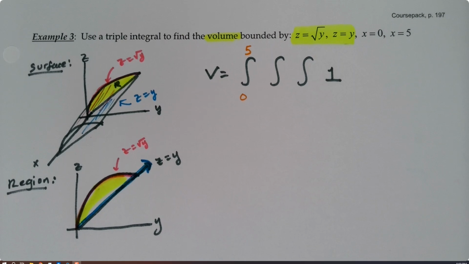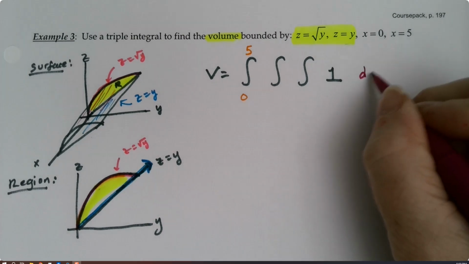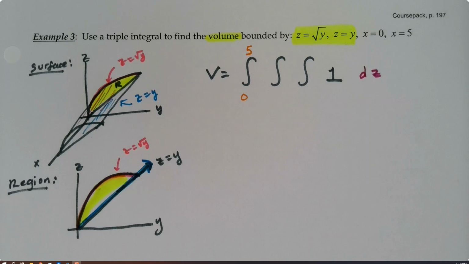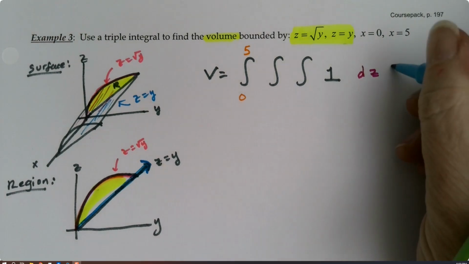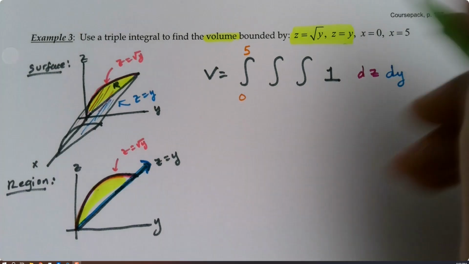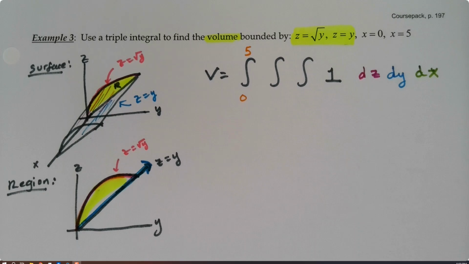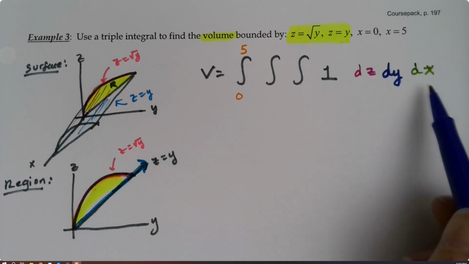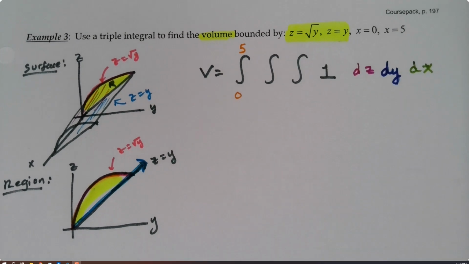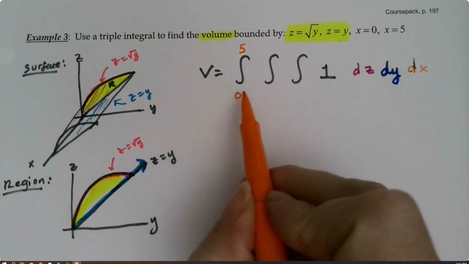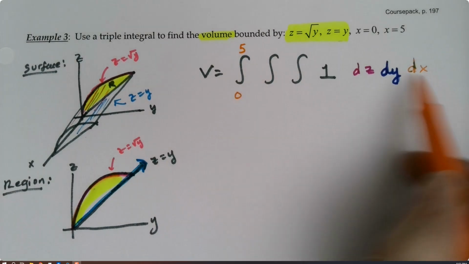All right, so then we'll do dz, dy, dx. I had to choose some colors here. Oh, I don't want to use that blue. One second. There we go. I made it a darker blue. Okay. Dz, dy, dx. And of course my x is orange, so I already fixed that. So x is from 0 to 5.